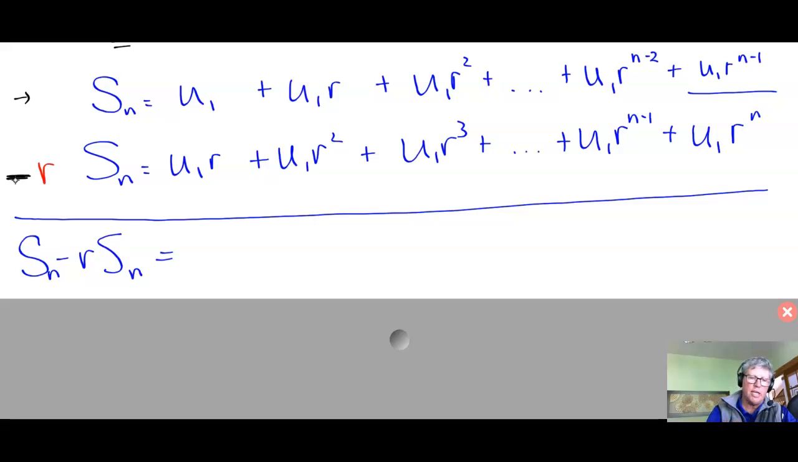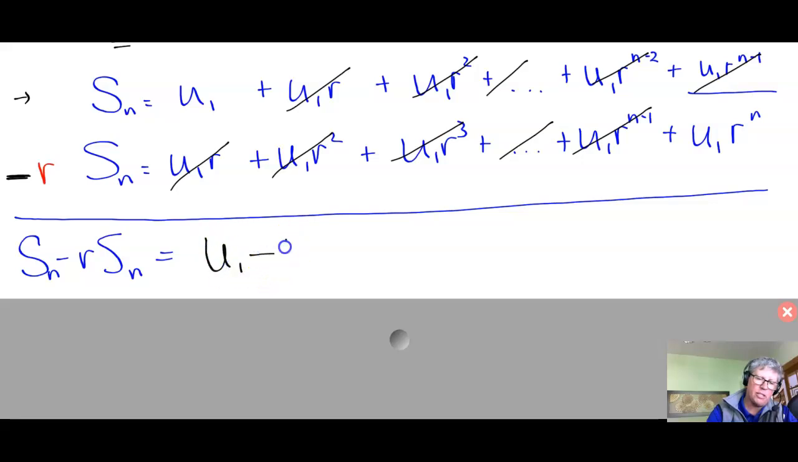Now watch this. On the left is pretty obvious. I just get s sub n minus r s sub n. So that's done. But what happens when I take all of these terms minus all of these terms? Well, this is going to be taken out by that. This is going to be taken out by that. This and this are going to take out each other. This is going to be taken out by something over here. And this is going to be taken out by that. Oh my goodness, what is left? All those middle terms took each other out. We're left with u sub 1 minus u sub 1 r to the n.